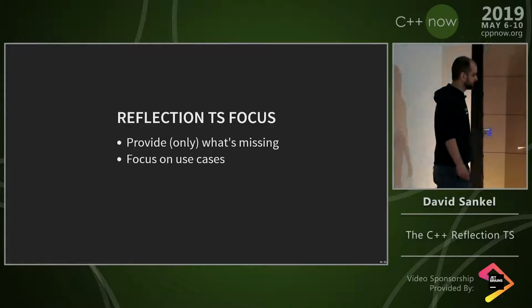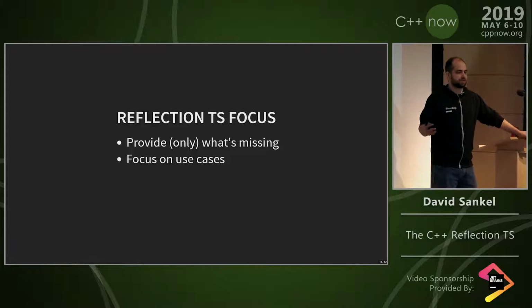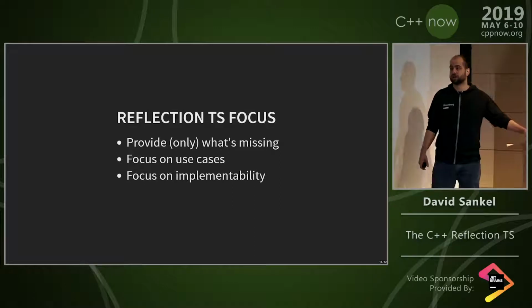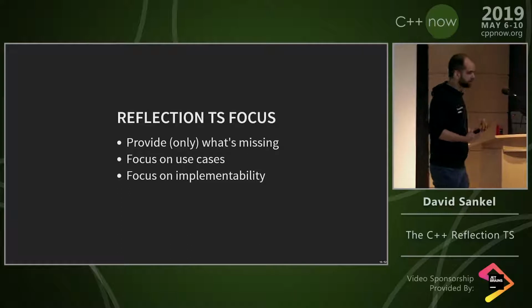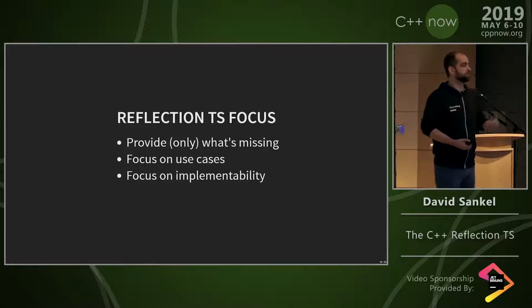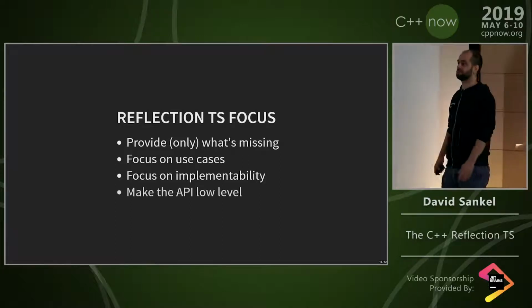The second element is that we're focusing on use cases. There's a lot of reflection that you could do in C++, but not all of it actually has a good use case. And depending on what you reflect, it's going to have more or less pressure on compiler vendors to do some crazy stuff in order to make it work. So that's the third element here, that we're focusing on implementability. Compiler vendor feedback has been incredibly important in the design of this TS, so that we made sure that when we publish this thing, it's going to be readily implementable by any compiler vendor you want.